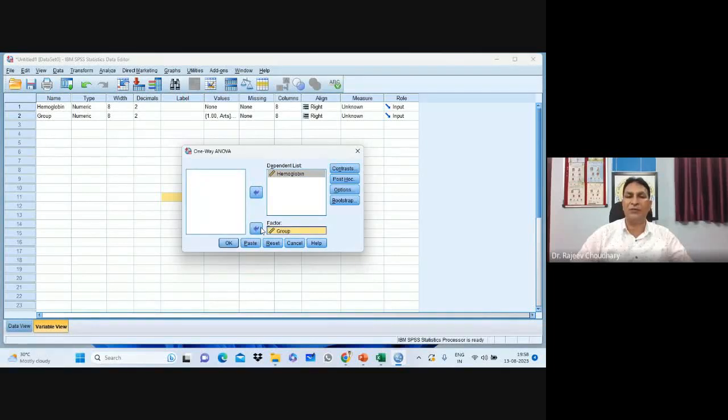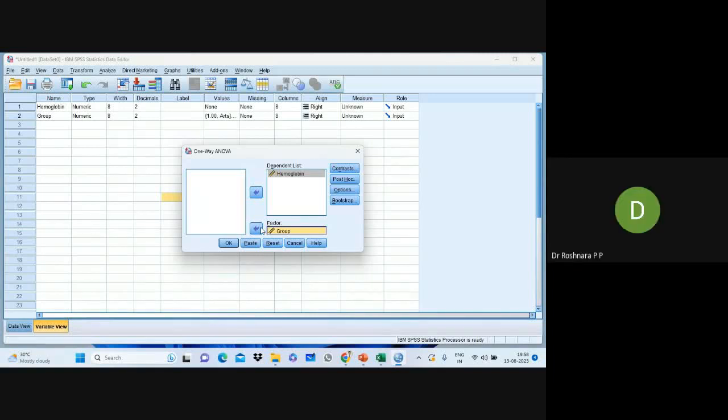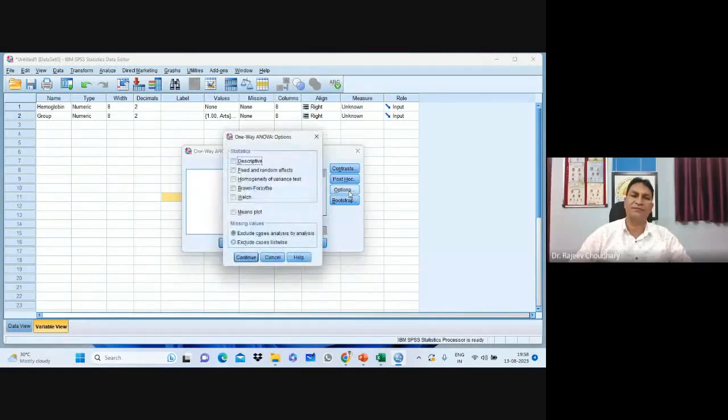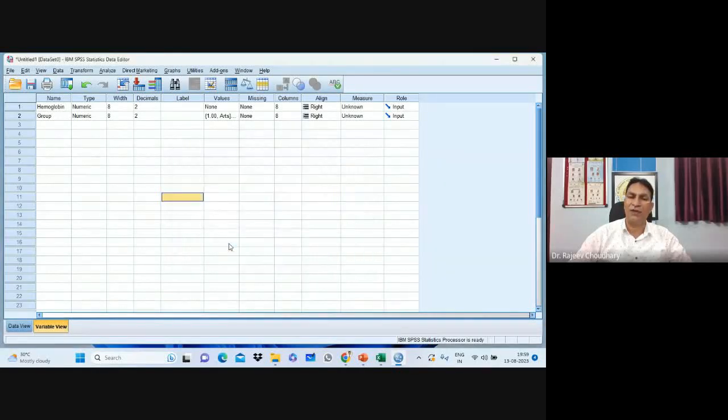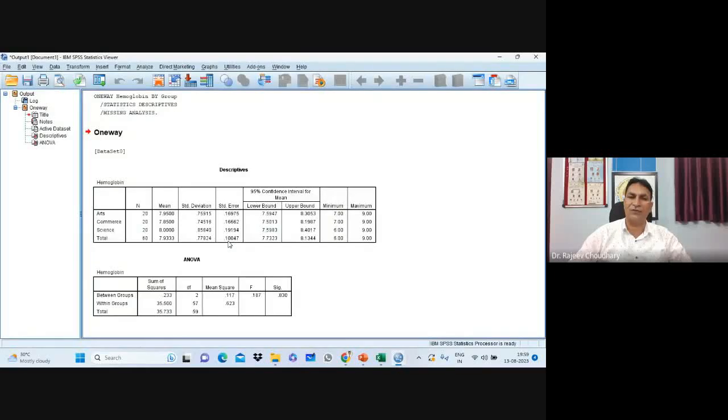Please keep this in mind. Bring hemoglobin into the dependent list and group into the factor. Is it okay? Yes, sir. Click on options and select descriptive statistics. Descriptive. Continue. Click on OK. The result will be in front of you.